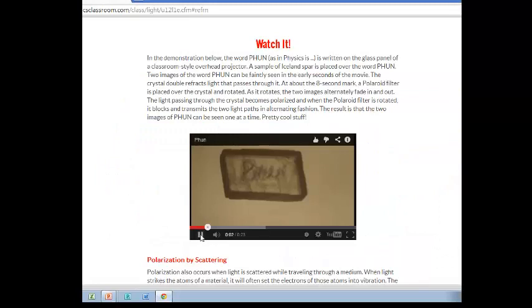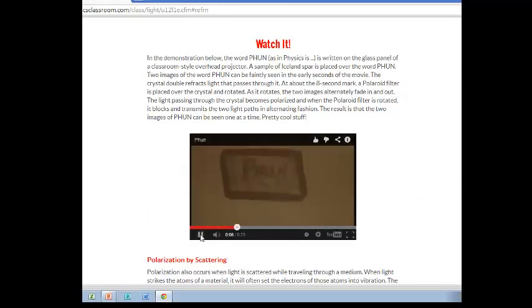Okay, looking at this clip from physicsclassroom.com, what we've got is the word fun written underneath a crystal, and he's taking a polarizing filter showing you the 2 different ways that light was polarized through the crystal. Again, one way is allowing it to show the vertical orientation, the other way is showing you the horizontal orientation.